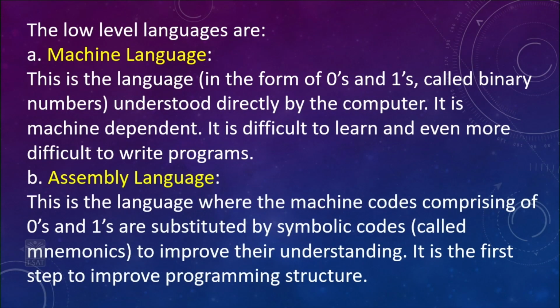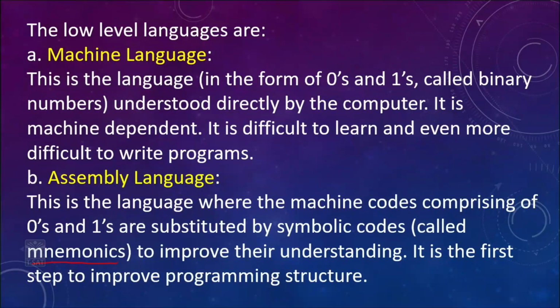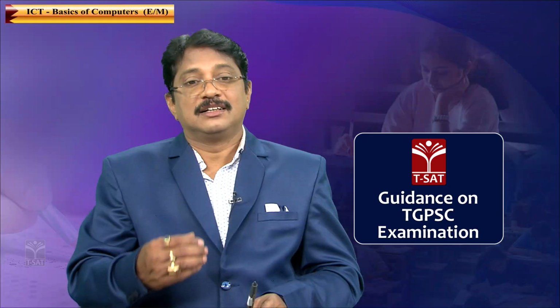And the second one is assembly language. Here, the machine codes comprising zeros and ones are substituted by symbolic codes called mnemonics. Mnemonics is very important. The combinations of 0s and 1s are substituted by symbolic codes. These symbolic codes, called mnemonics, improve understanding. It is the first step to improve the programming structure. Clearly? Yes. So, this is assembly language.